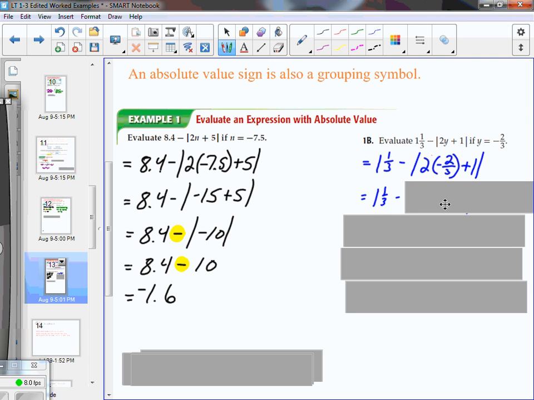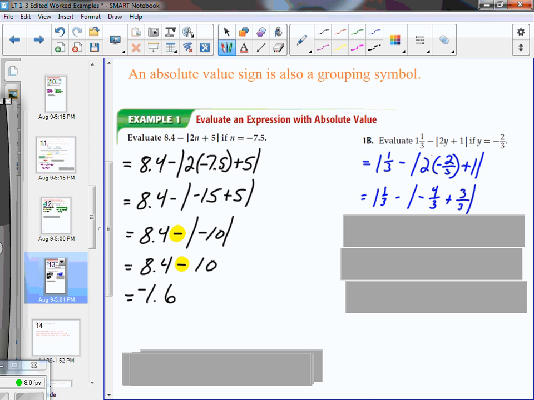So 1 1/3 minus. Now, inside your absolute value, do the multiplying. What's 2 times negative 2/3? What's 2 times 2/3? What's 2 times 2? 4. So 4 over 3, and positive times negative is negative, so negative 4/3. If you follow me on all that? Multiply the whole number times the numerator. 2 times 2 is 4, and you know that a positive times a negative is negative, so negative 4/3. Plus 1, or plus 1.